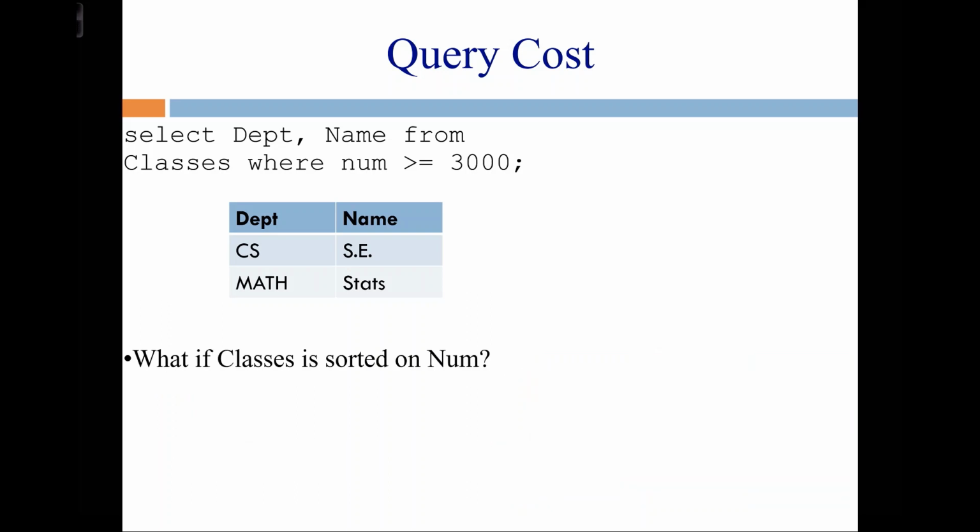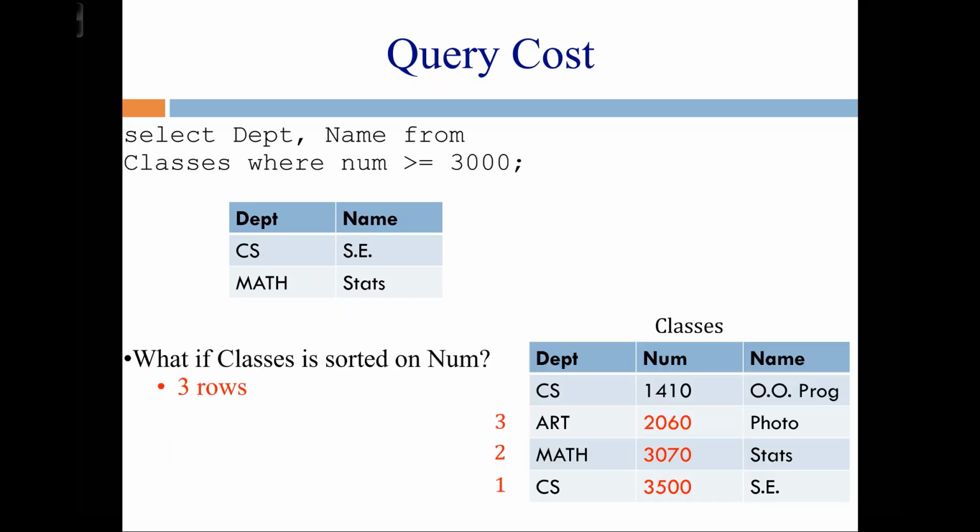Okay, what if it is ordered based on the class number? Well, then we could do something like a binary search, or maybe even more specifically, if we knew that 3,000 level classes were the last classes in this table, then we could just start at the end and work backwards until we see a 2,000 level class. Then we know we can stop and don't need to go any further.